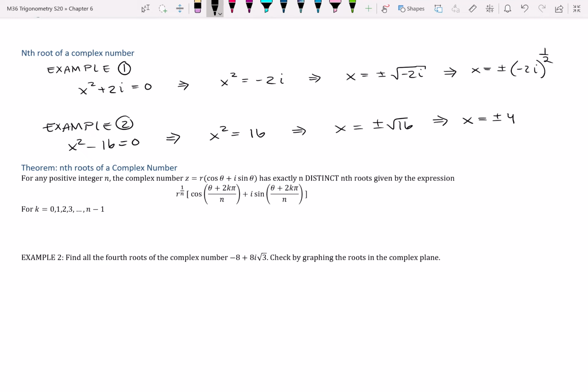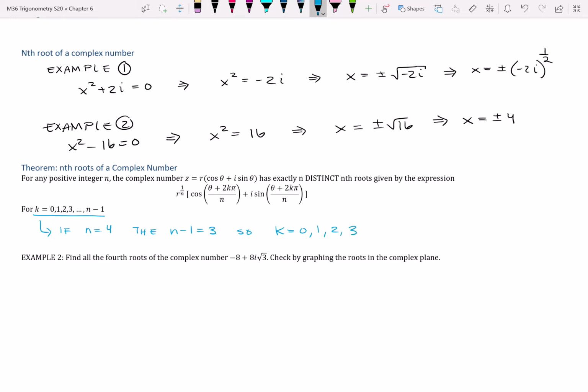So let me just write that down here. So here, let me expand on this. So if, again, n is equal to 4, then n minus 1 is equal to 3. So k is going to go from 0 to 3. So 0, 1, 2, 3.